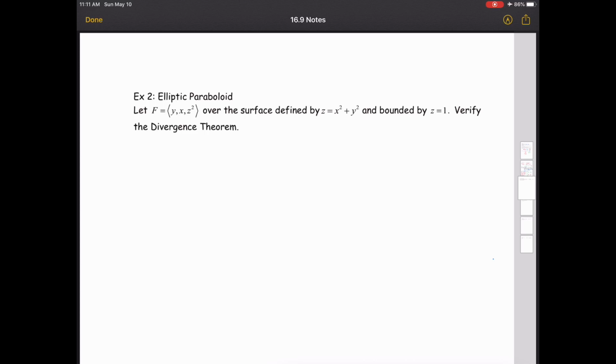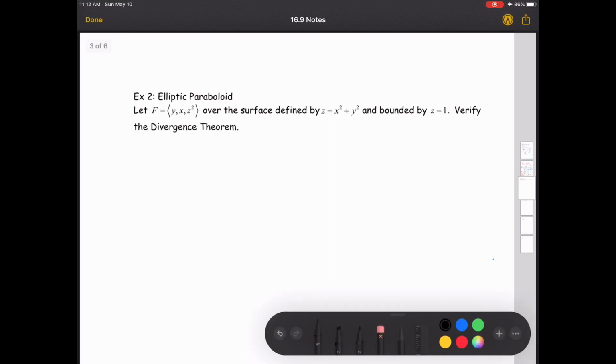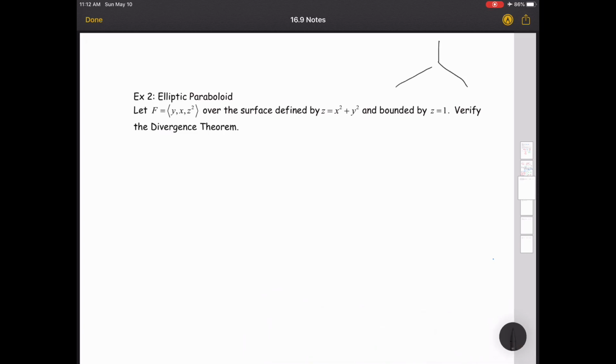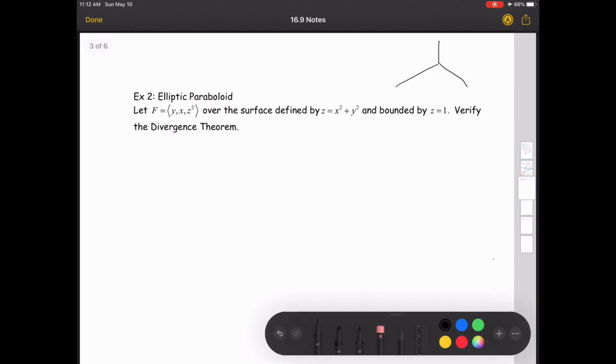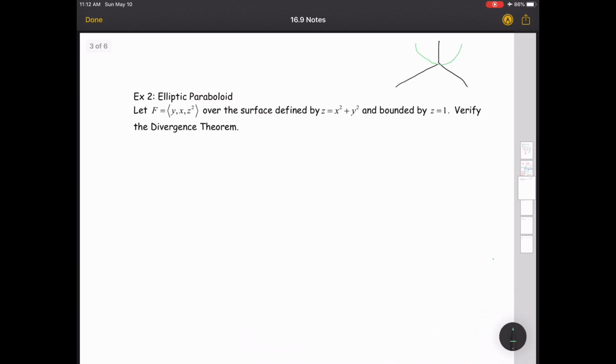So in order for us to do this, well, let's go ahead and sketch it real quick. We don't need to do that, but let's sketch it just so we have somewhat of a visual of what we're looking at, because we didn't do an elliptic paraboloid on the first page, I don't think. So we've got our elliptic paraboloid. That looks like z equals x squared plus y squared, and it's going to stop here at z equals 1.